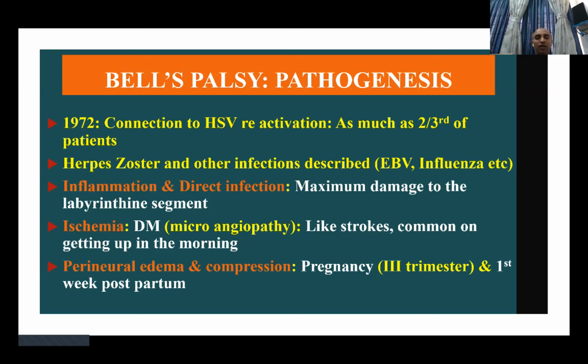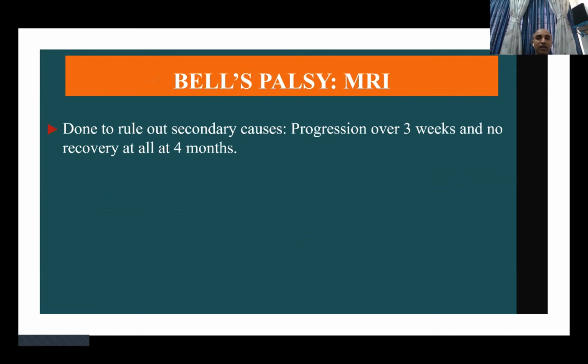And in those who are pregnant, especially in the third trimester or the first week postpartum, because of the increase in the extracellular fluid volume, probably there is increased perineural edema and compression in the tight fallopian canal. So the pathogenesis is not uniform. It is different for different entities.